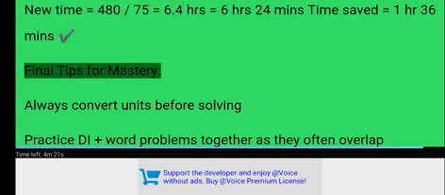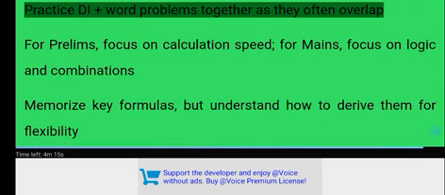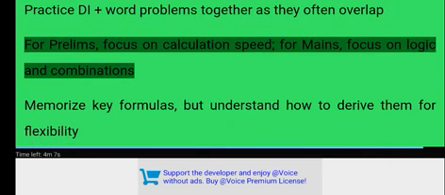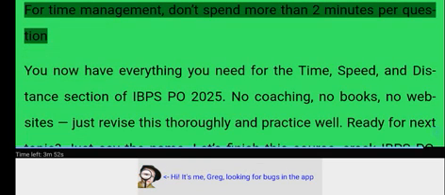Check mark. Final tips for mastery. Always convert units before solving. Practice DI plus word problems together, as they often overlap. For prelims, focus on calculation speed. For mains, focus on logic and combinations. Memorize key formulas, but understand how to derive them for flexibility. For time management, don't spend more than 2 minutes per question.